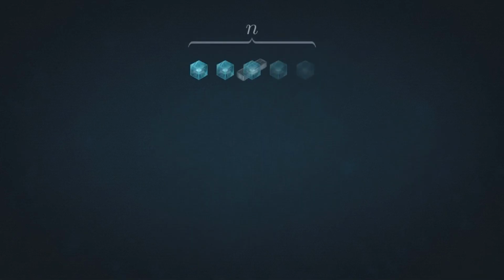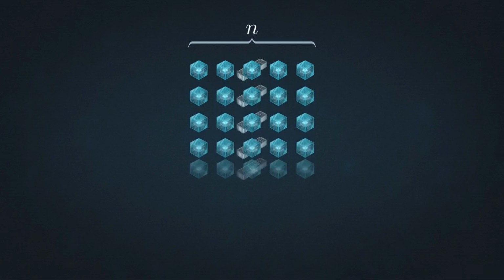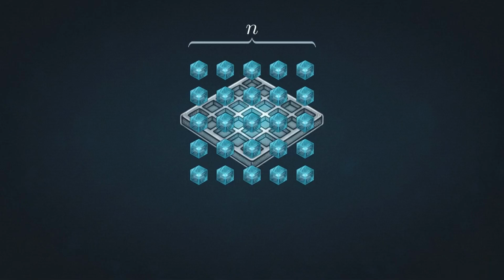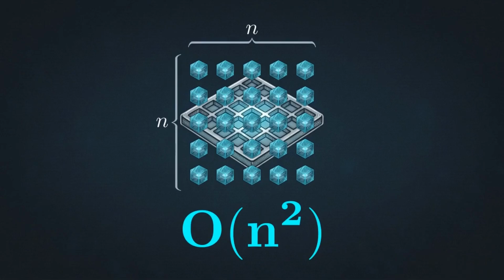When we introduce two-dimensional structures like an n by n matrix, the memory requirement balloons geometrically. Instead of a single row of n elements, the system allocates n rows of n elements, pushing the space complexity to a massive O of n squared.